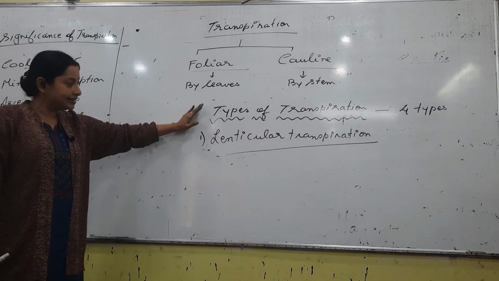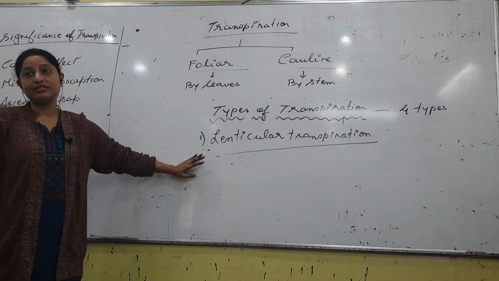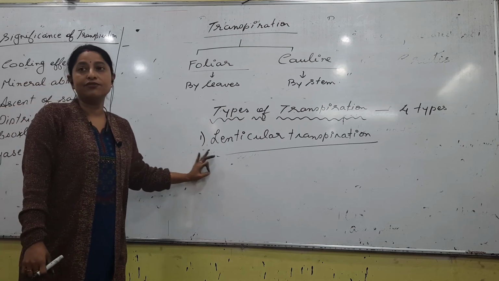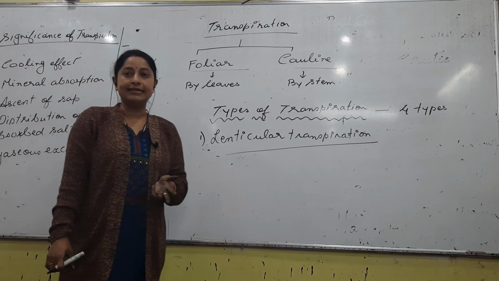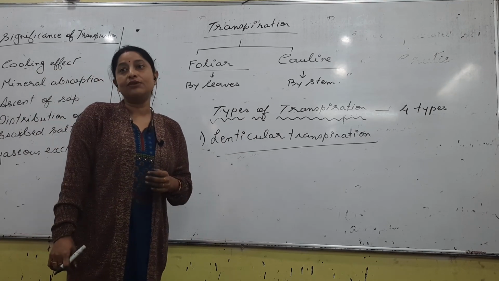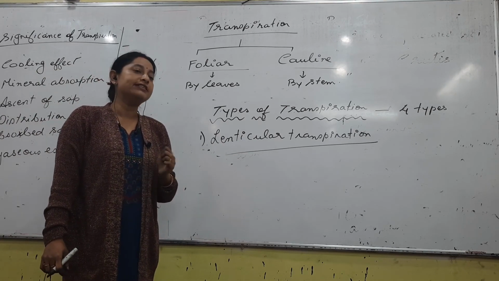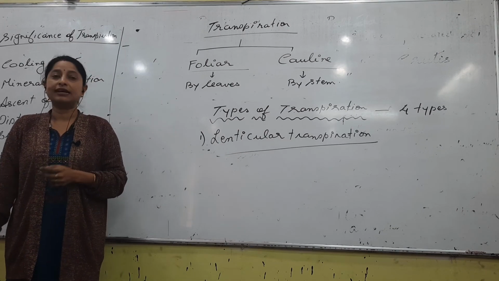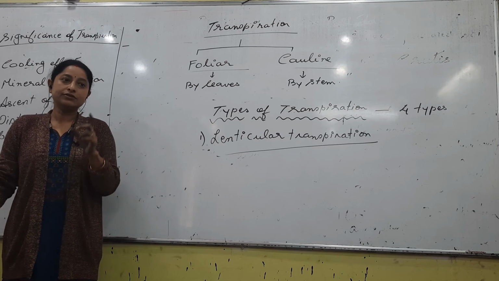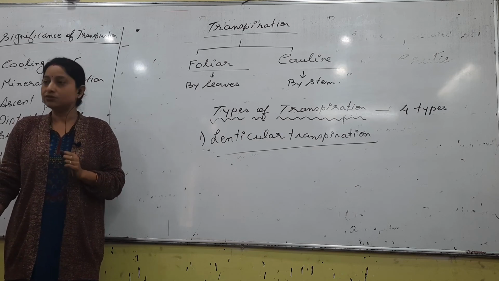As far as detailed description is concerned, transpiration could be of 4 types. It could be lenticular, cuticular, bark and stomatal. Out of the 4 types, which one is the most commonly seen? Obviously stomatal transpiration. Maximum transpiration is always through the stomata, so that type of transpiration will be called stomatal.